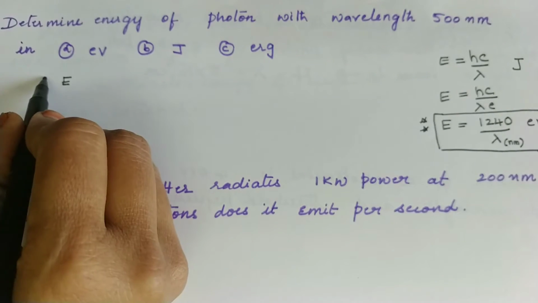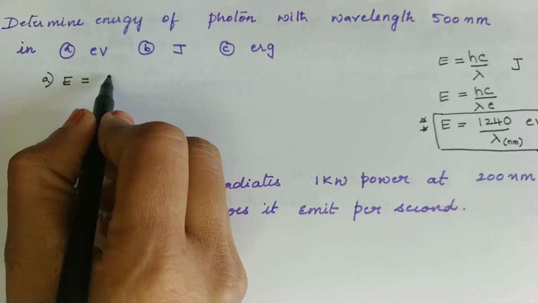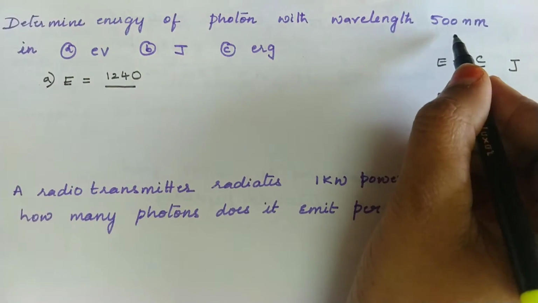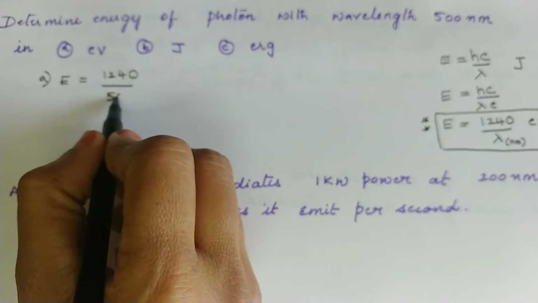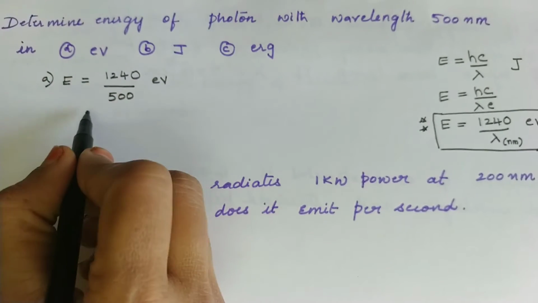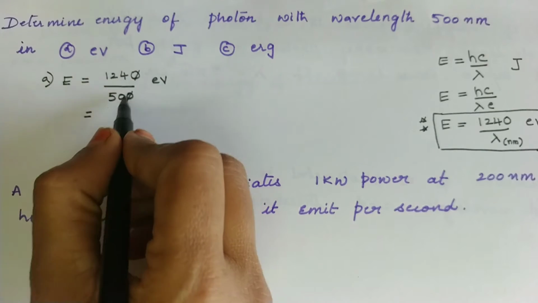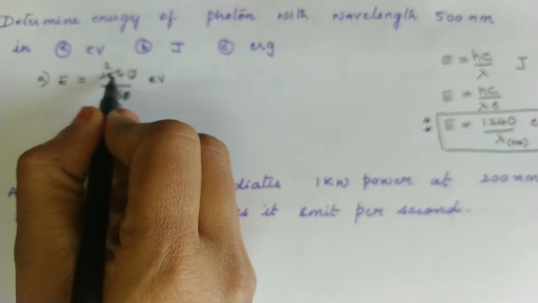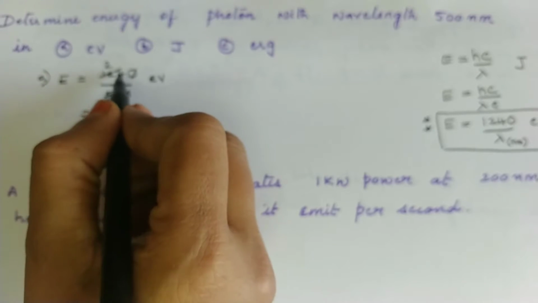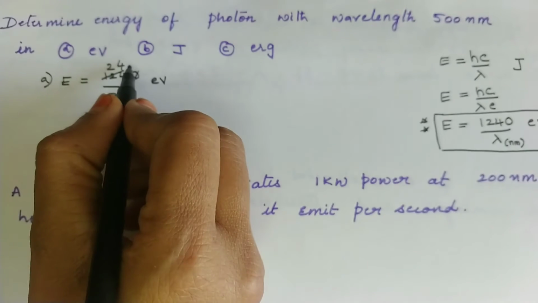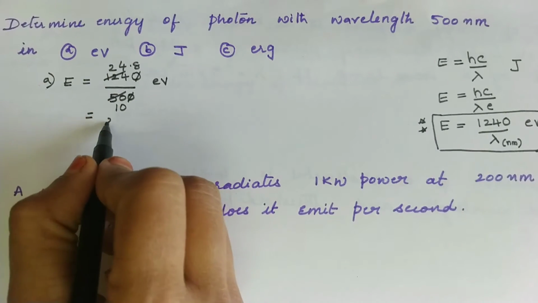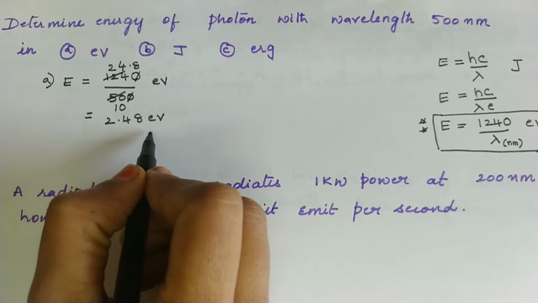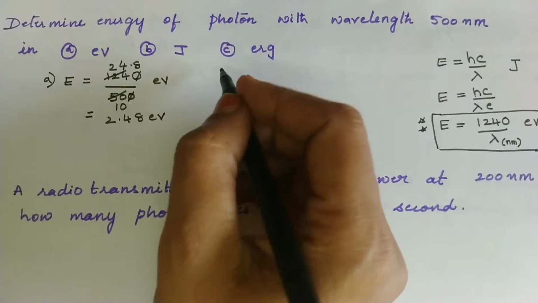Tell me for the first bit, what should be the energy? E is equal to 1240 by wavelength, which is already in nanometer, that's 500. Divided by 500, you get the answer in electron volts. Simplify it. Okay, 2.48 electron volts.